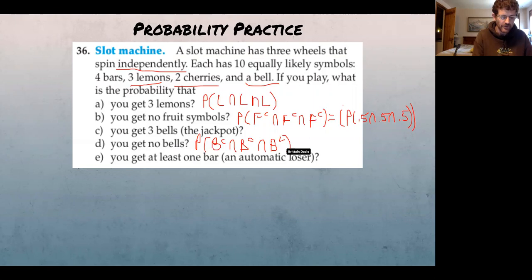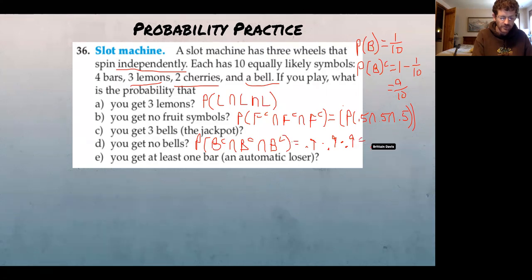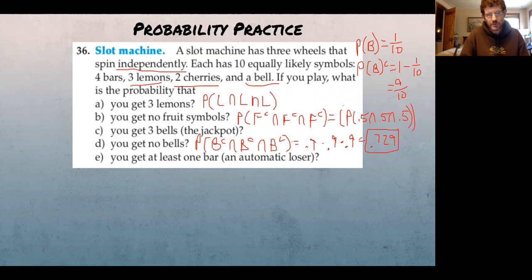All right, so the complement of getting a bell is, well, if there's 1 bell out of 10, then the probability of bell complement is going to be 1 minus 1/10, which is 9/10, or 0.9. So we just want to do 0.9 times 0.9 times 0.9, which when you multiply that out should give you 0.729. That's about a 73% probability of getting no bells.